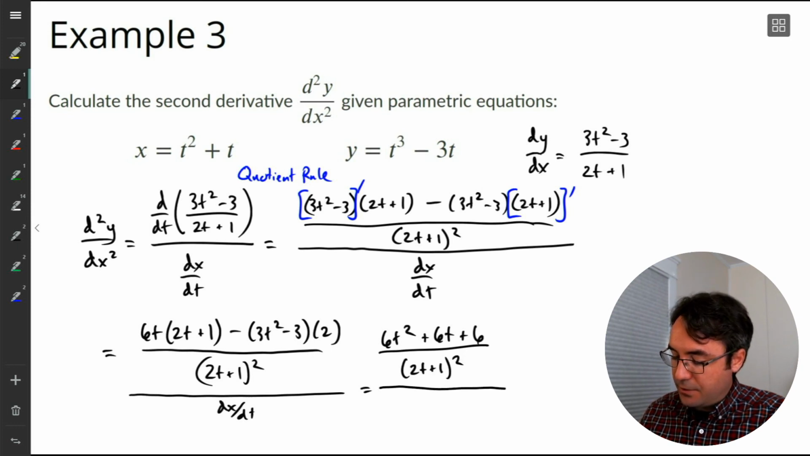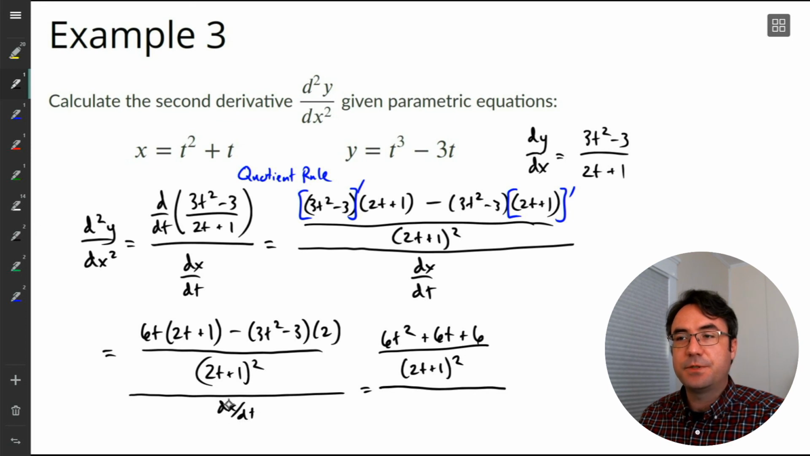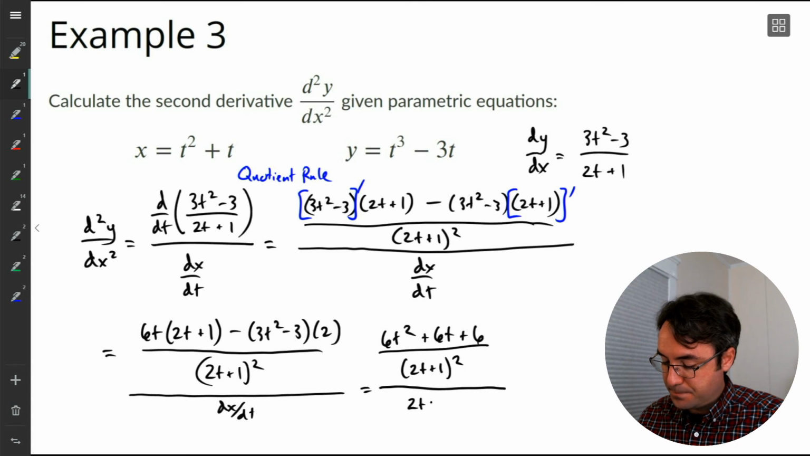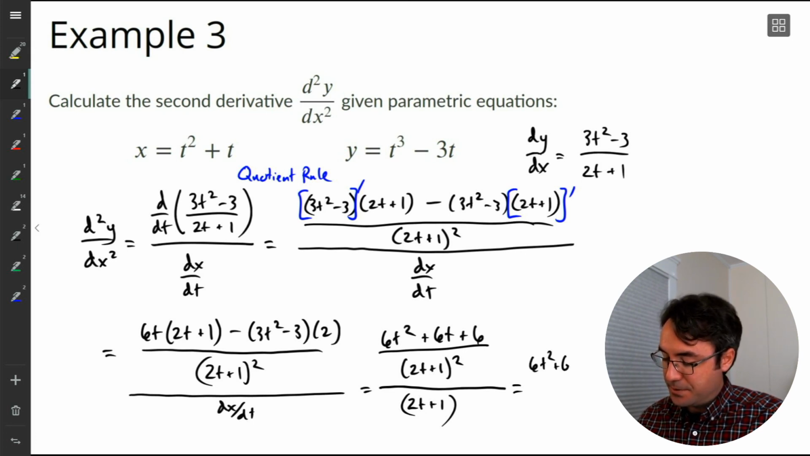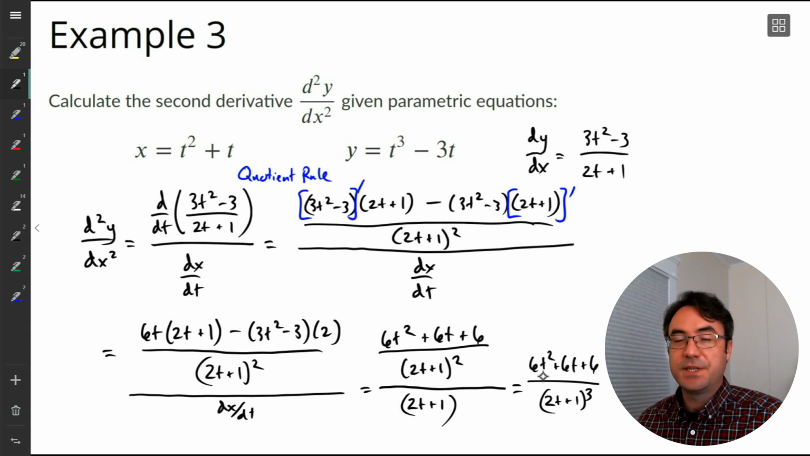And then that's all over, what is our derivative with respect to x? Well, it's 2t plus 1. So when we simplify this down, it looks like we're dividing by 2t plus 1 two copies, and then we're dividing by a third copy. So we could simplify this into (6t squared plus 6t plus 6) over (2t plus 1) cubed.